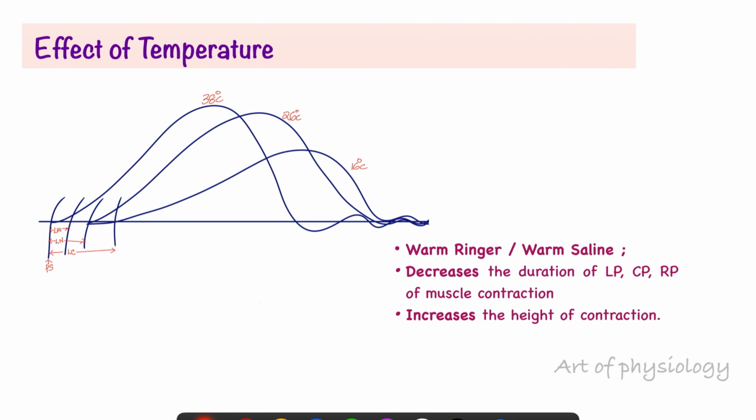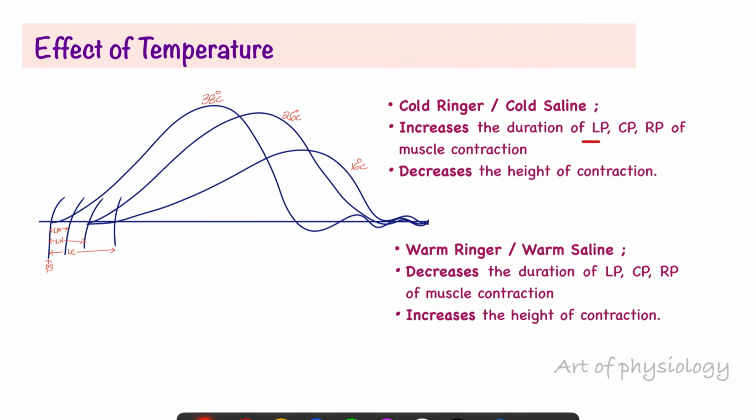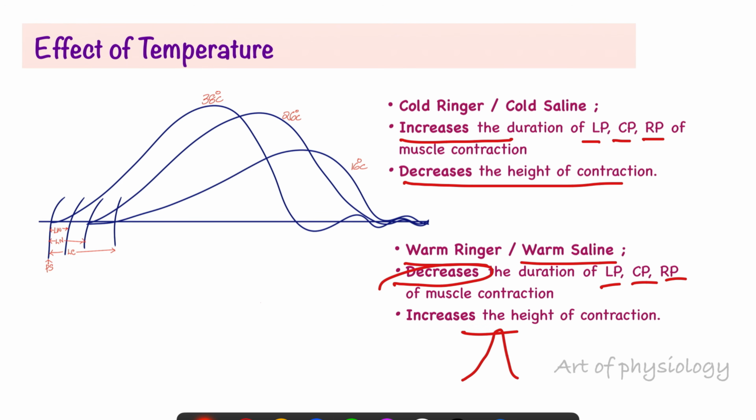Now we'll see, this is the graph. What is happening in a cold Ringer solution or cold saline? The duration of the contraction period, latent period and relaxation period is increasing, decreasing the height or the force of contraction. In warm Ringer solution or warm saline, the duration of the latent period, contraction and relaxation period is decreasing and it will be increasing the force of contraction. So that is the effect of temperature on the nerve muscle preparation.